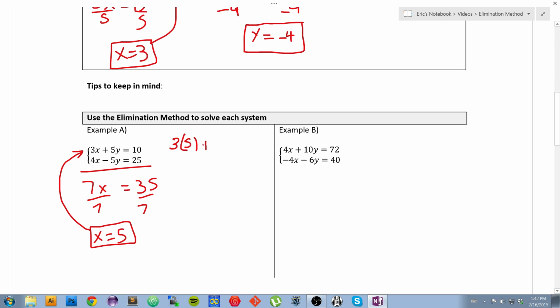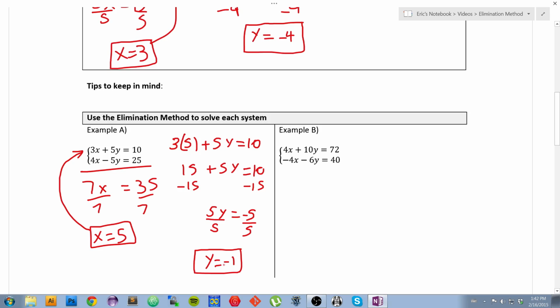3 times 5 plus 5y equals 10. 3 times 5 is 15, so I'm going to write that in. And after I take away 15 from both sides, I see that 5y equals negative 5. And finally, dividing by 5 lets us figure out that y is in fact negative 1. So there we have it. We just did another elimination problem.